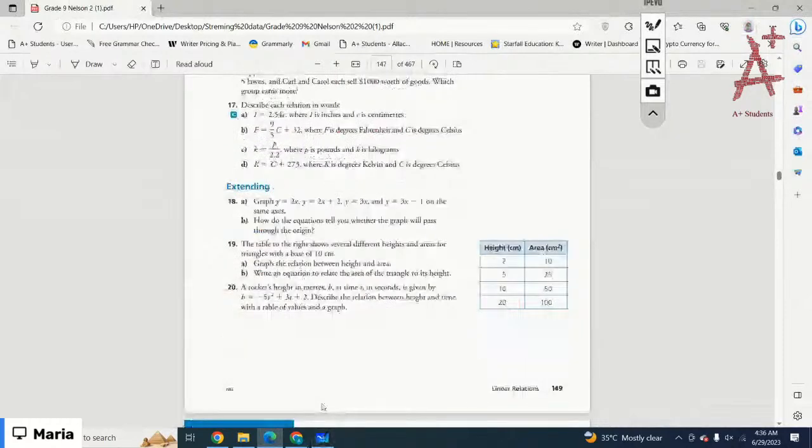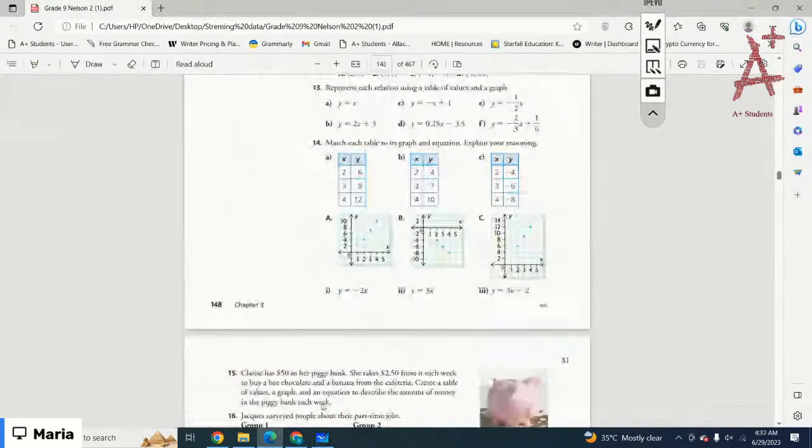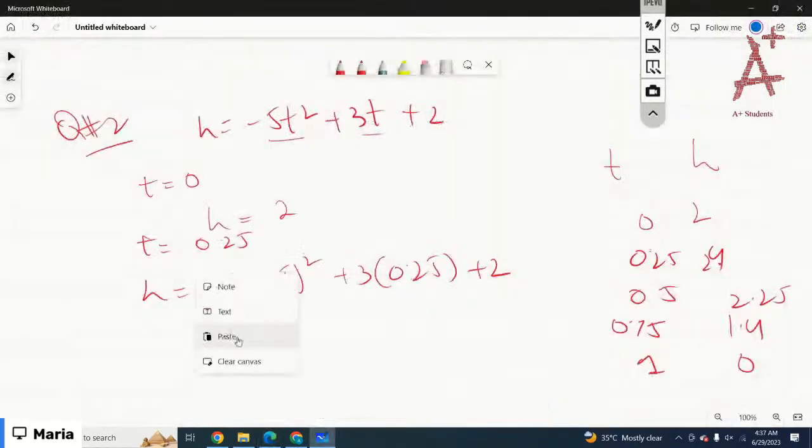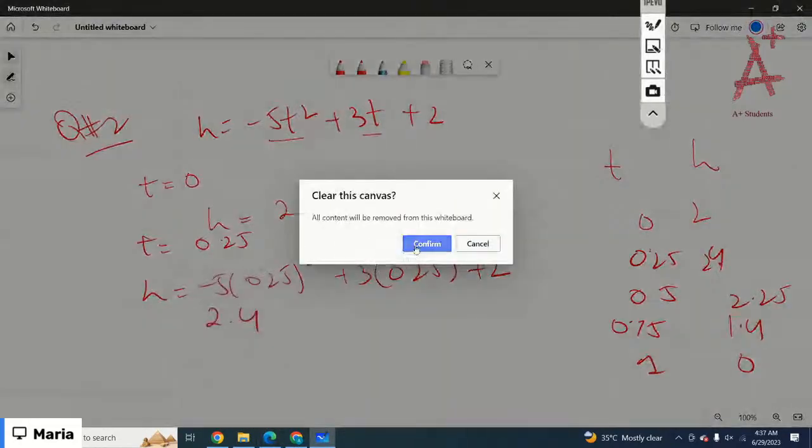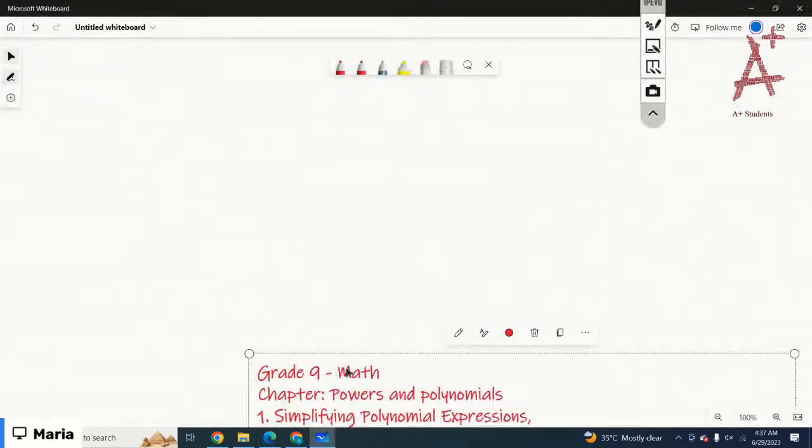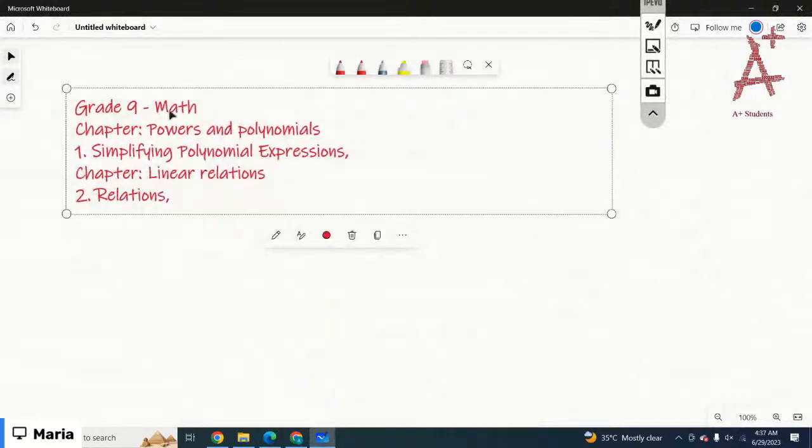So we are done with the lesson. We were working on grade 9 maths. We started with chapter 2, powers and polynomials, and the lesson we did from chapter 2 was solving polynomial expressions. Then we started a new chapter, linear relations, and the lesson we covered is relations.